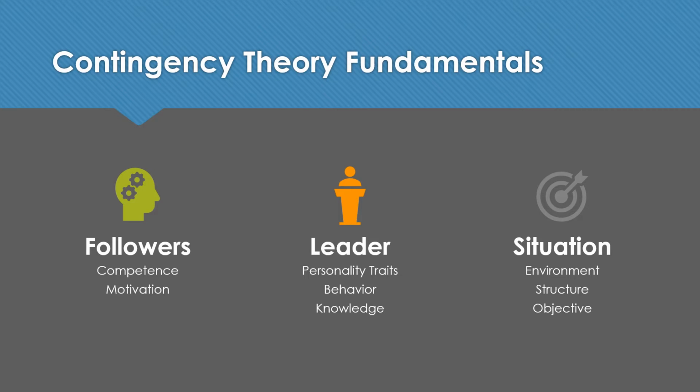Contingency theory fundamentals. There are factors to consider for contingency leadership. For the followers, it is important to consider their level of motivation and capability to complete assigned tasks. For leaders, it is essential to consider personality, behavior, and their experience as a leader and how that applies to the situation. For situation, there are three variables to consider. First, the nature of the task. Second, the structure of the task. And third, the environment.